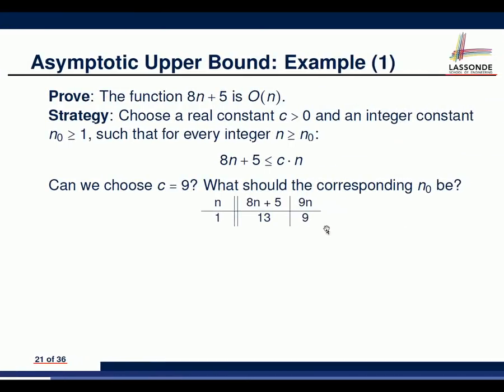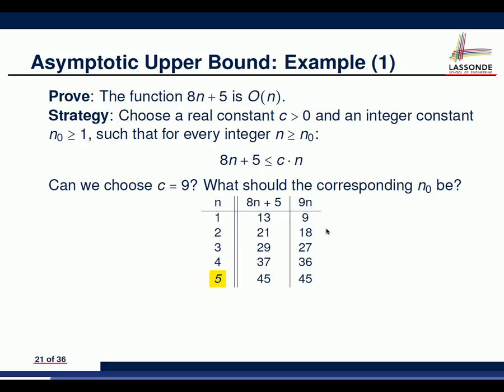Okay, let's say n is equal to 2. We got 21 and 18. Getting a little bit closer, not there yet. What about 3? Even closer, not there yet. What about 4? Not yet. 5? Yes. You can see the growth over here. You can see as soon as n, the input size, is 5, both values will be 45. So now we got exactly 8n plus 5 less than or equal to 9n.